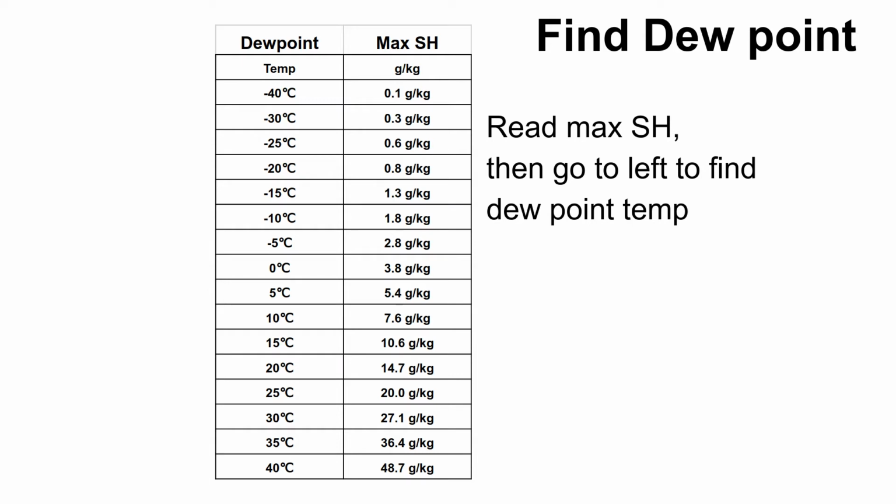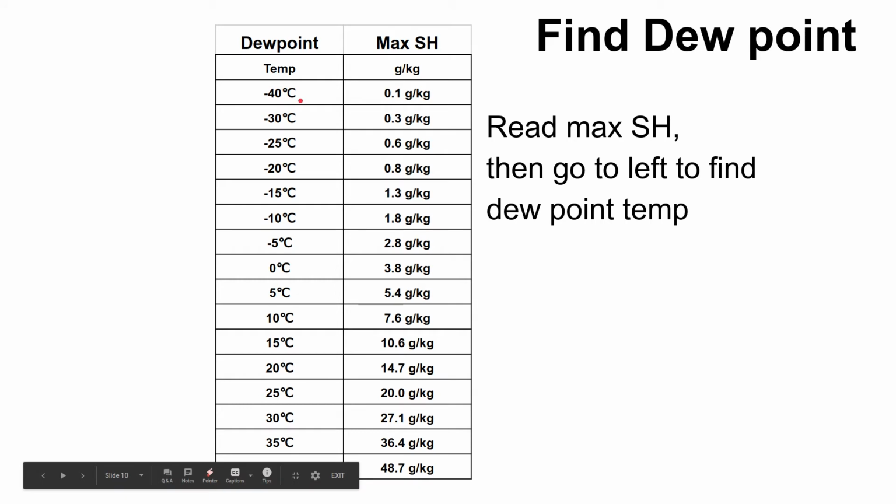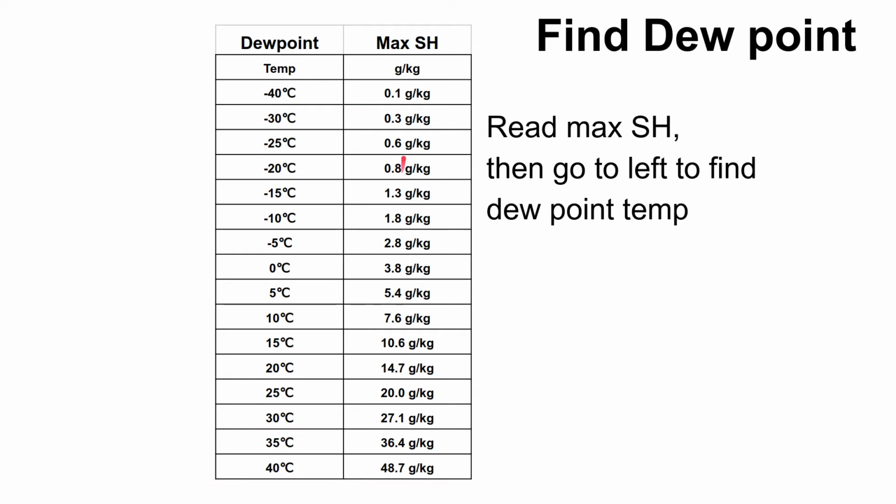So this is a short version of the table that you'll have access to do this lab. I've got a table broken down by every Celsius degree between, I think, -40 and +40, so that you don't have to guess. You don't have to wonder, well, if at -5 it was 2.8 and at -10 it was 1.8, but now it's -7, what is that? Just use the table. So using this table, you read the maximum specific humidity, for example, 10.6 grams.